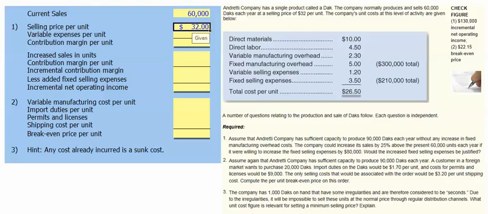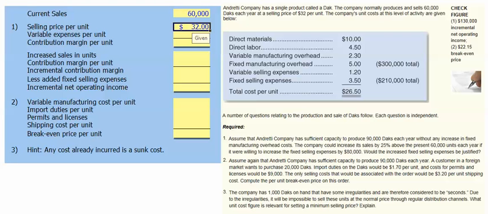Let's begin with question number 1. Assume the Andretti Company has sufficient capacity to produce 90,000 DACs each year without any increase in fixed manufacturing overhead cost. The company could increase its sales by 25% above its present 60,000 units each year if it were willing to increase fixed selling expenses by $80,000. Would the increased fixed selling expenses be justified?